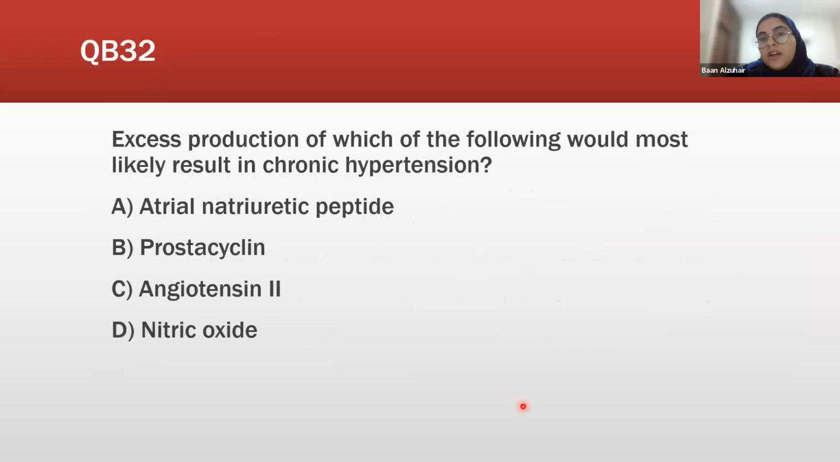Okay. Excess production of which of the following would most likely result in chronic hypertension? Yousef just explained chronic hypertension. Nitric oxide. Why? Or C. Yes, you guys are right. It is C. The only option over here that is a vasoconstrictor is angiotensin 2. Nitric oxide vasodilates. So that's why I mentioned angiotensin 2 as well. It's a vasoconstrictor. Prostacyclin, ANP, and nitric oxide are all vasodilators, okay?